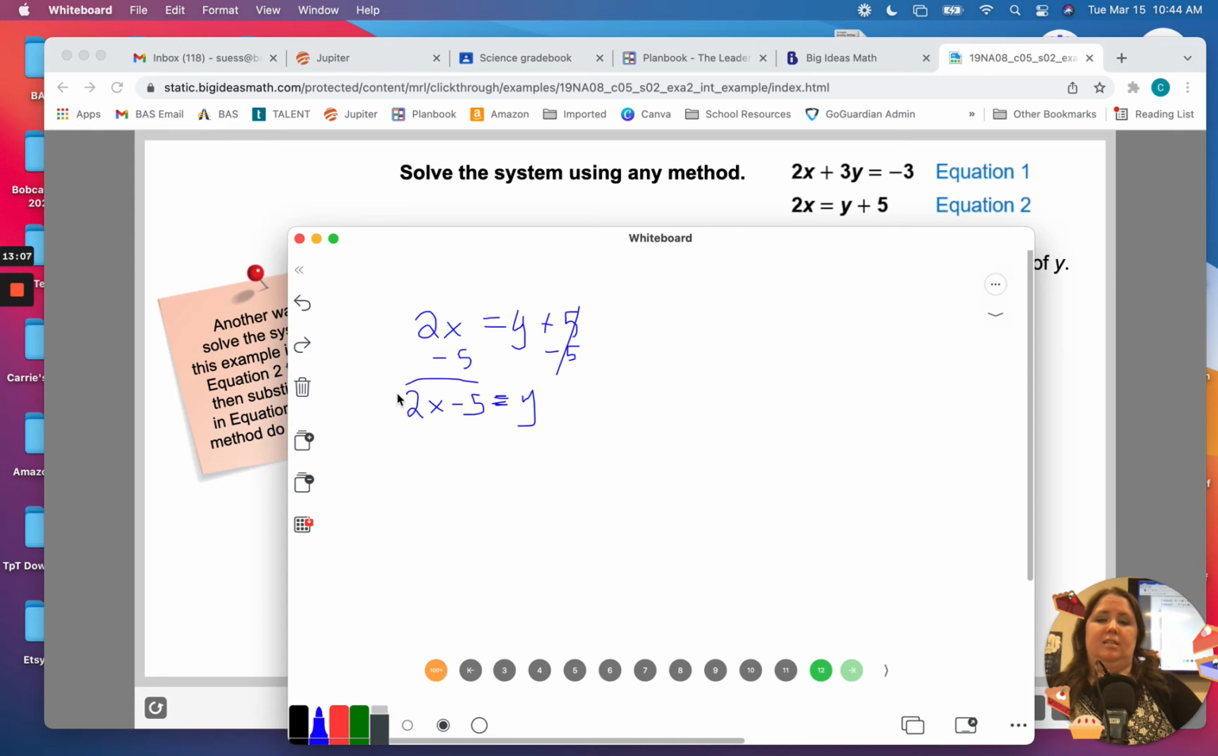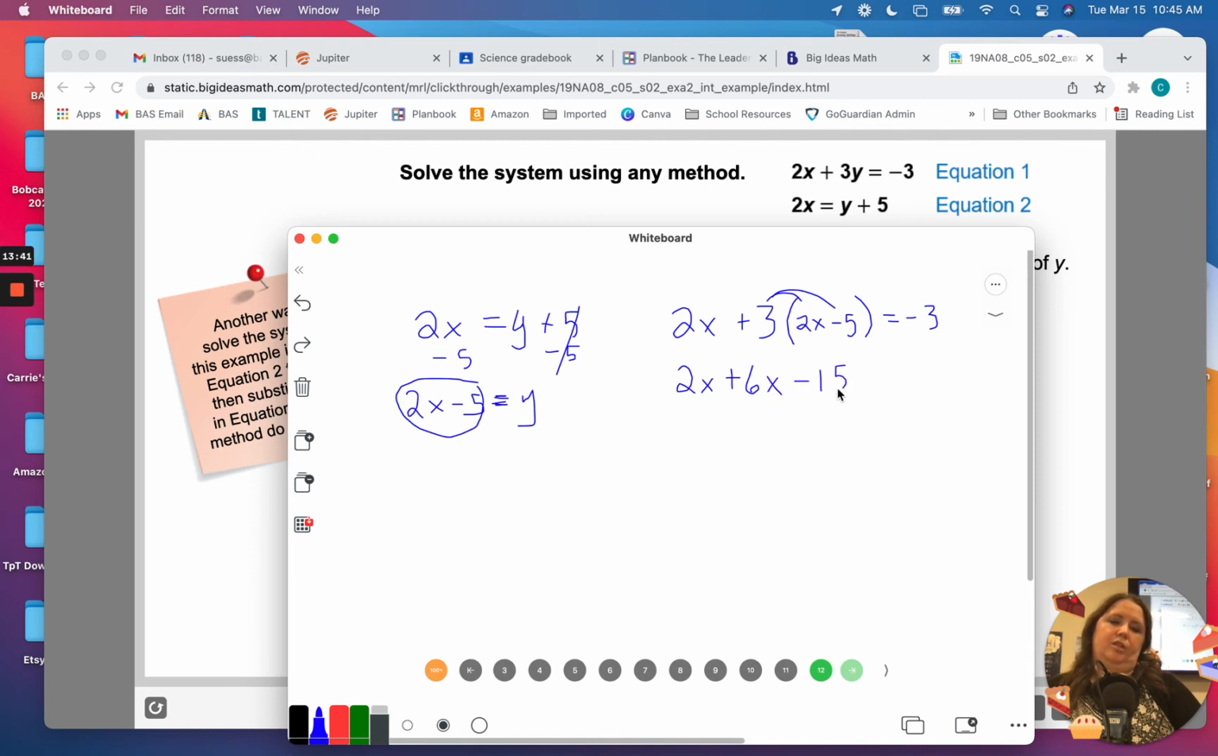So I'm going to take this whole thing and plug it into that first equation. So 2x plus 3, open parentheses. Now I put all my y stuff, 2x minus 5. Equals negative 3. Okay, first step is distribute. So I'm just going to rewrite my 2x. What is 3 times 2? 6x. What is 3 times negative 5?